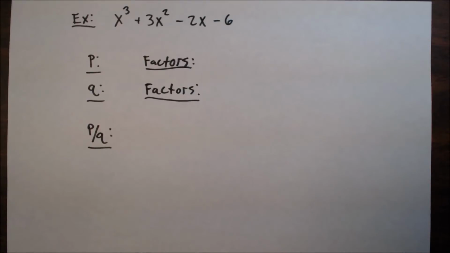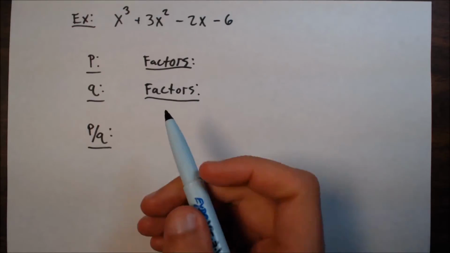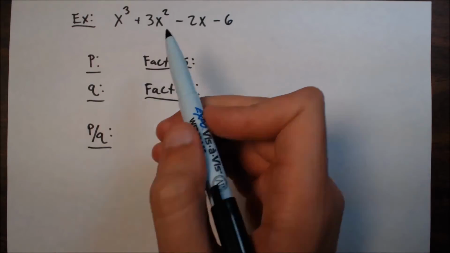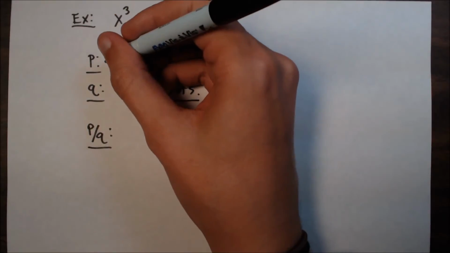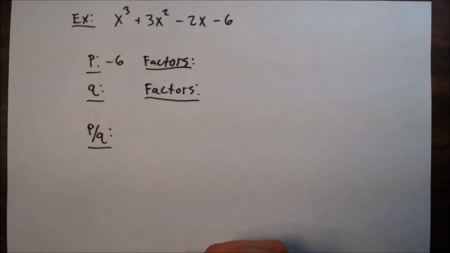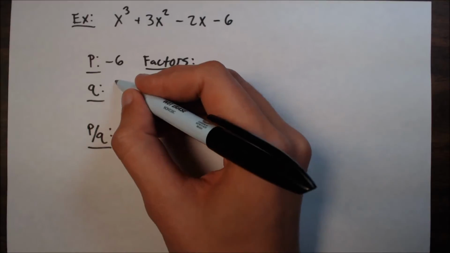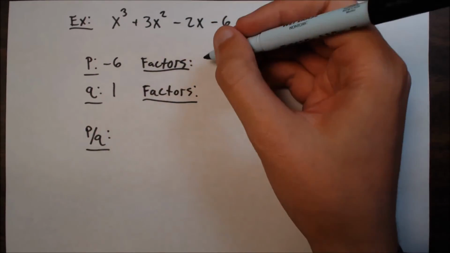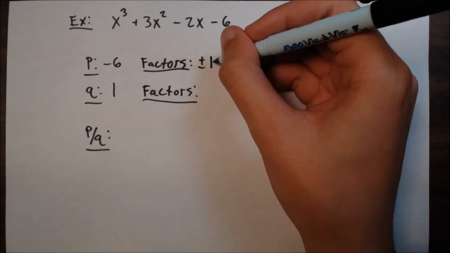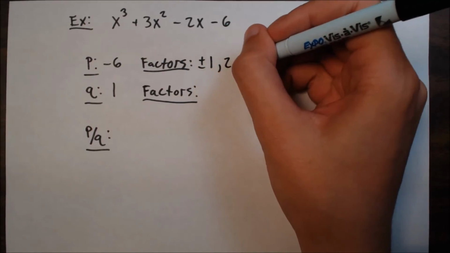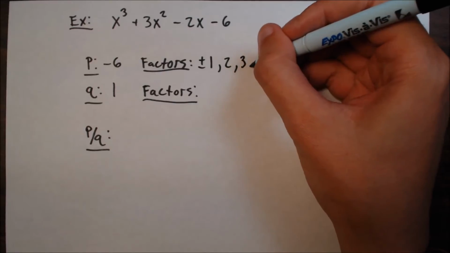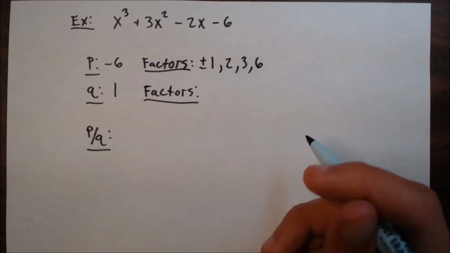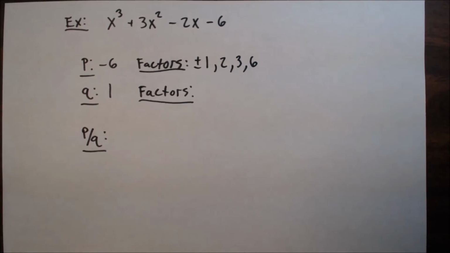Okay, so now we have a different example, and this one is going to work out a little bit differently. So let's see how it works out, and try to follow along and see if you can get the right answer. So P is going to be -6. Q is going to be 1. So what are all the factors of 6, plus or minus 6? We're going to say plus or minus 1, 2, 3, and 6. Those are all the numbers we can divide 6 by.